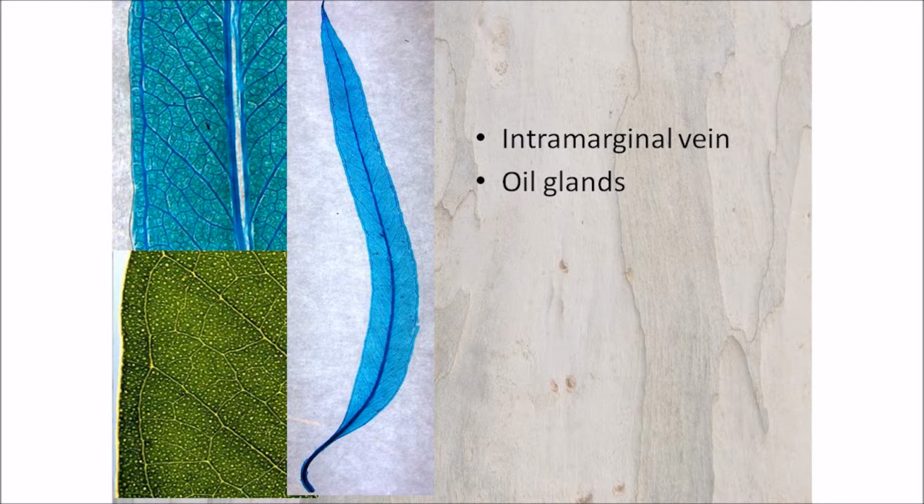And also you'll see close up that there are a lot of oil glands, and of course the oil glands are economically important from some species. So there's a couple of features there that you can see in the leaves that help you have some confidence you might be looking at Eucalyptus.